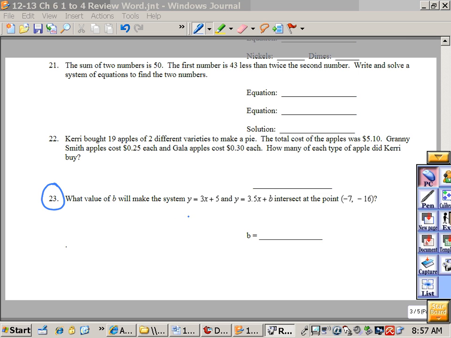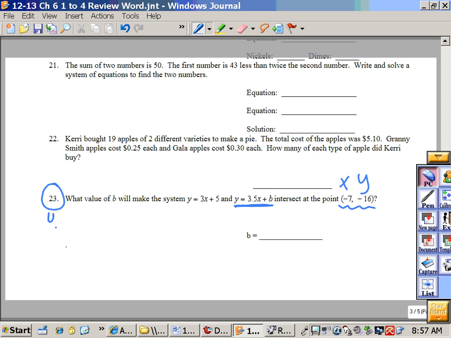You have to find the value of b. Well, what are these right here? What value is that? X and y. So I'm given x and y. I just have to substitute them into the second equation.